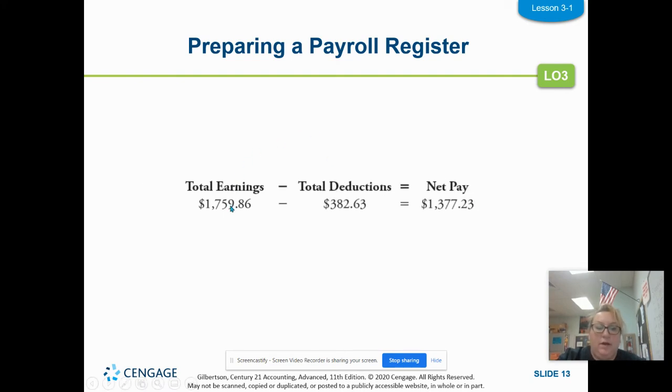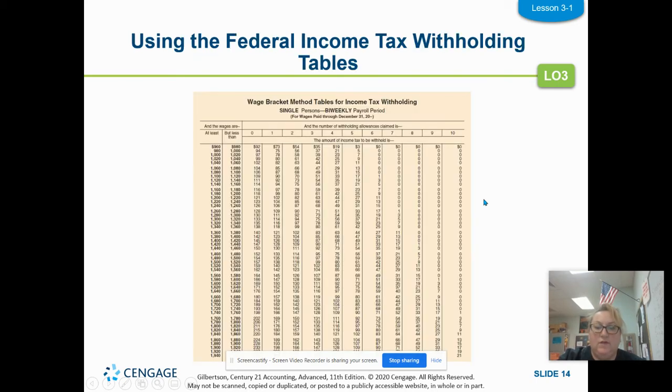They showed you again how to calculate your total earnings minus your total deductions for your net pay. And then, of course, we always have to have our tax withholding. So this one is a single person. Remember at the top here, these numbers 0 through 10 are the deductions. Those are our allowance withholdings. So 0 is the highest withholding.